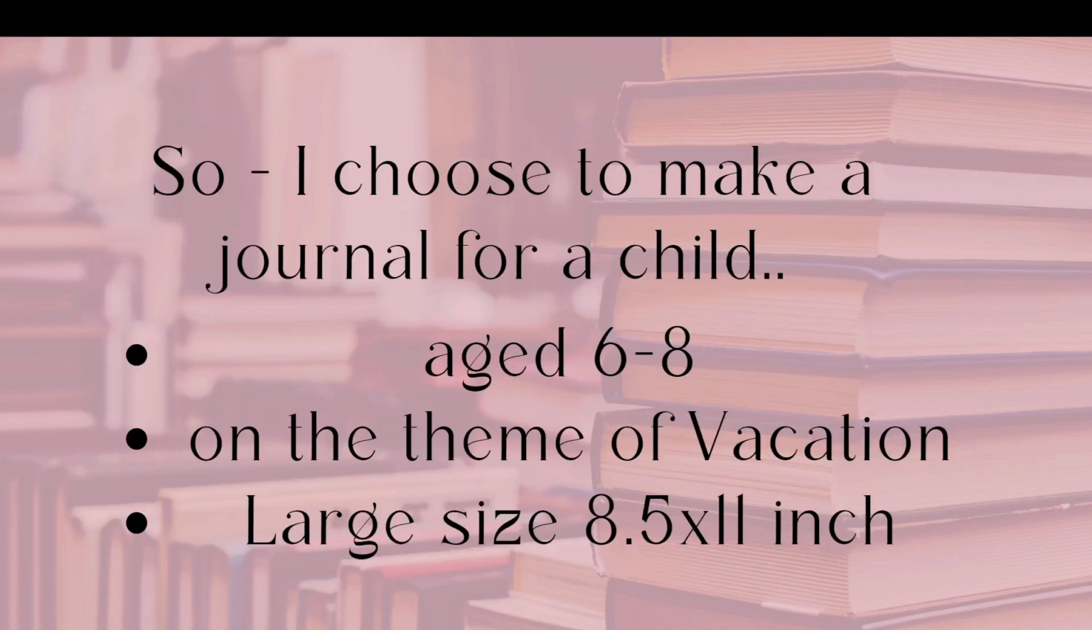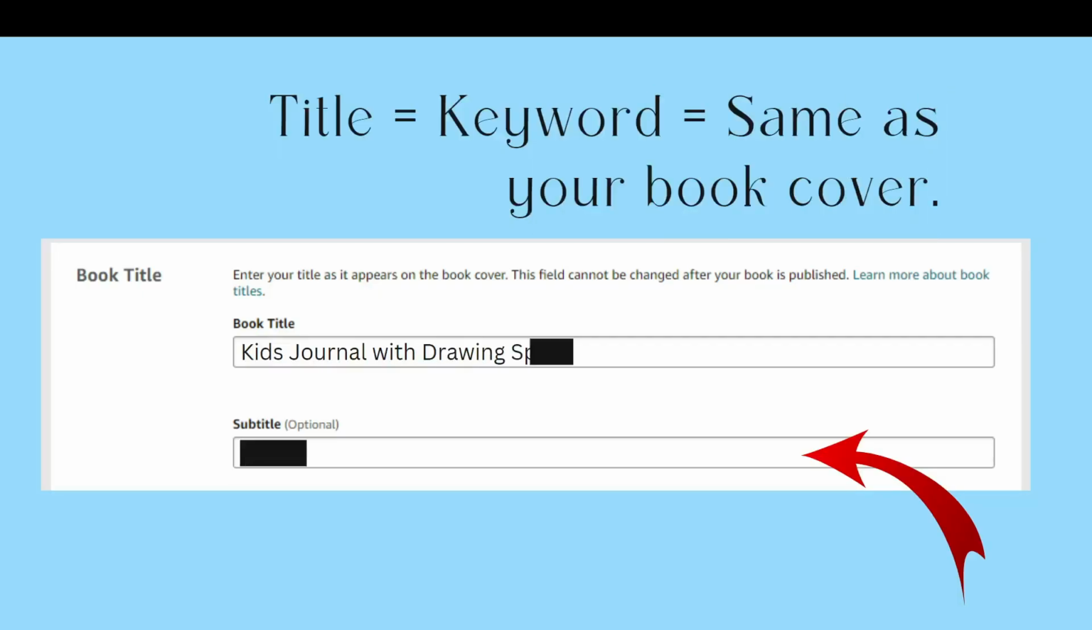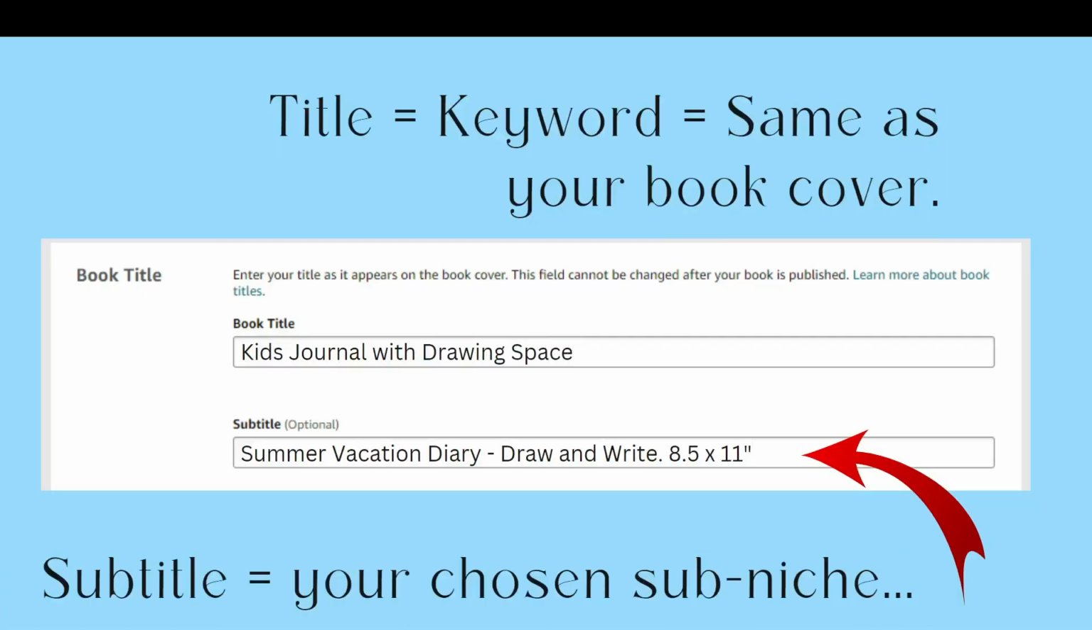So we chose to make a journal for a child aged probably around 6 to 8, could be slightly younger, on the theme of vacation or travel or holidays. We'll decide that, we'll nail that down. And it's going to be a large size, 8.5 by 11 inch, the biggest that Amazon will allow us to make. And we also decided to use that draw and write keyword as a kind of second keyword in the subtitle, because that was more commonly used, we seem to think, when we were doing our research. We didn't choose to put that as our primary keyword because it looked too competitive, and Kids Journal with Drawing Space seemed to be more likely a terminology that we could rank for.